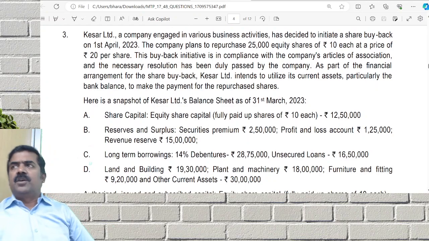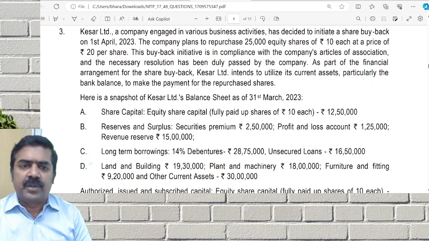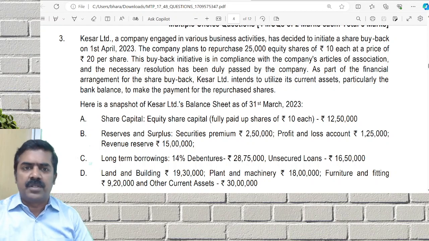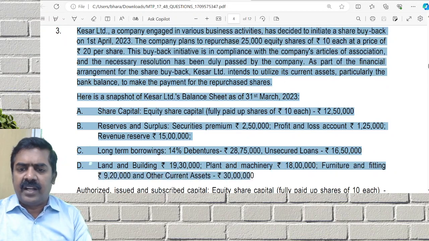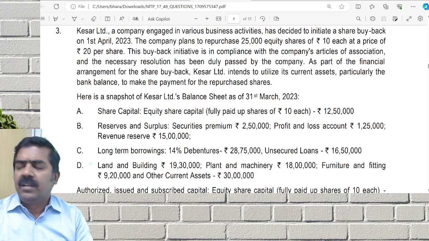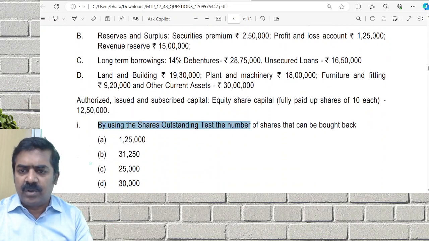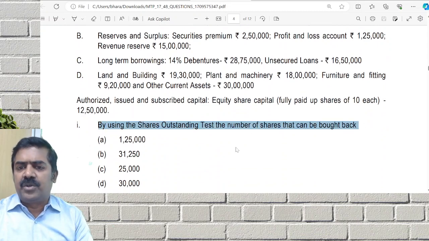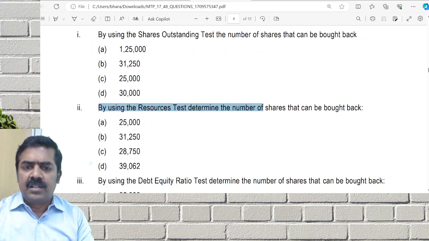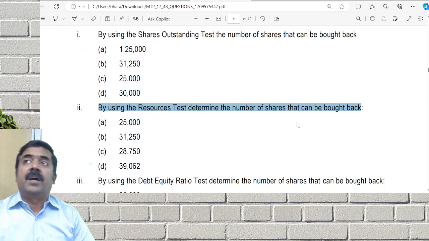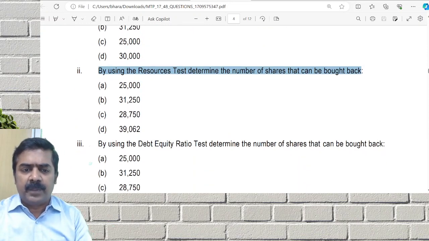Now, no need of having any material. This is based on your model test paper of May 2024. Here they have given data. Whenever there is a lengthy question given, don't read the question, see what is asked for. Okay, here they don't ask you a journal entry. They ask you to find out the number of shares that can be bought back based on the number of shares outstanding. Resources test means on the paid up capital and reserves into 25%. We can pay maximum 25%.